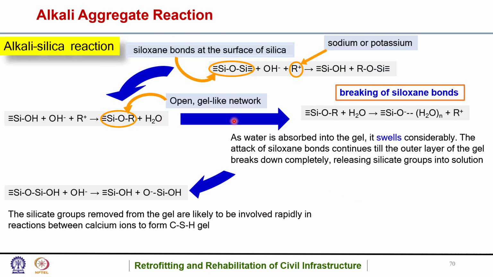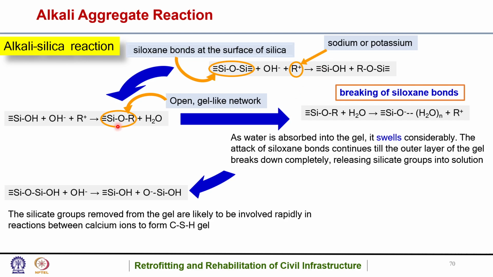And here if we see, these siloxane bonds at the surface of silica, as water is absorbed into the gel, it swells considerably. The attack of siloxane bonds continues till the outer layer of the gel breaks down completely. So they attack the gel, and it breaks the outer layer and releases silicate groups into solution. So these are the silicate groups.